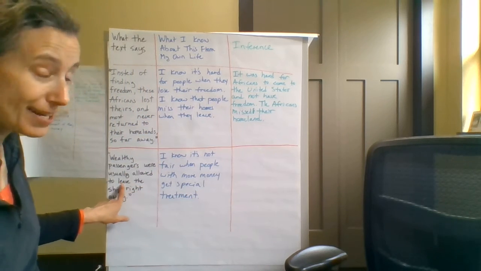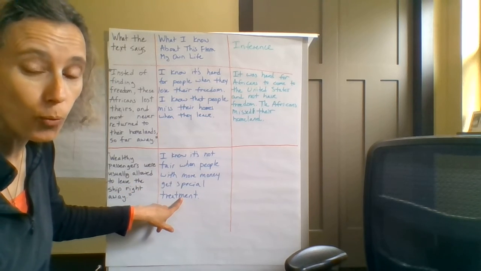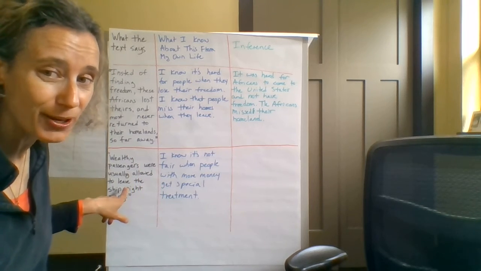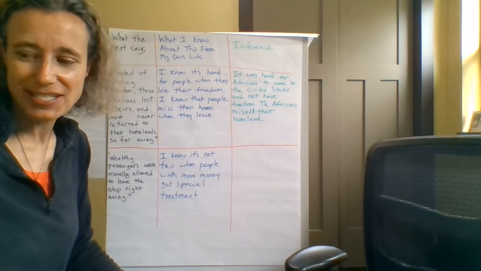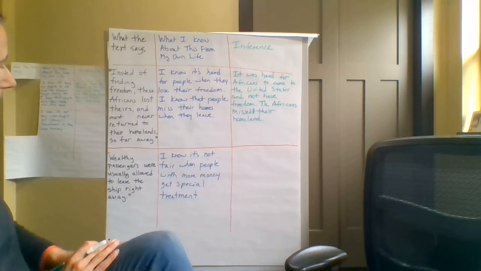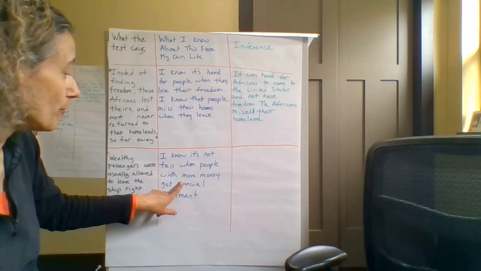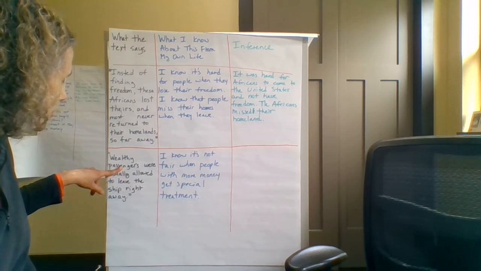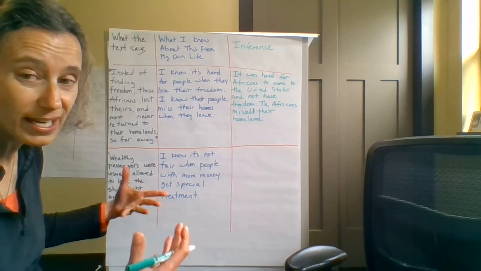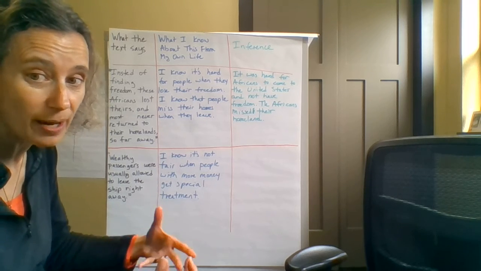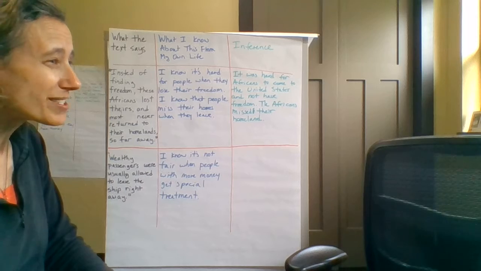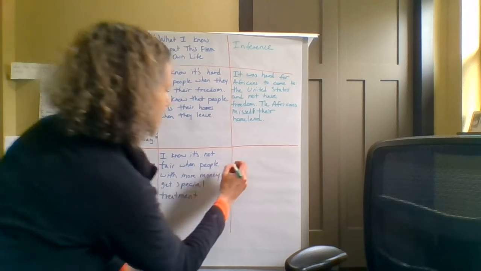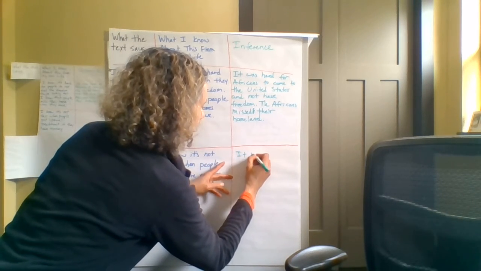Okay, now that I know the text and I know what I have thought about what I know about the text from my own life, I get to make an inference, which is the fun part. Okay, so I know it's not fair when people with more money get special treatment, and I know that these passengers left the ship right away, which is like getting special treatment because they've got money. So I'm going to write, it was not fair that wealthy passengers got to leave the ship right away.